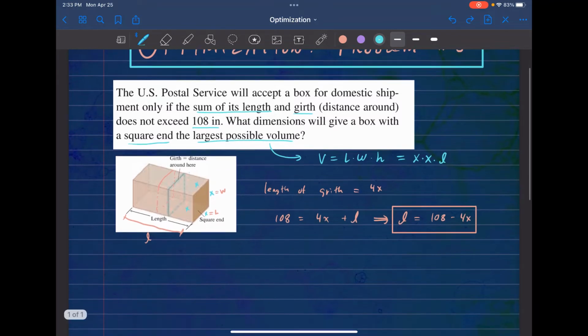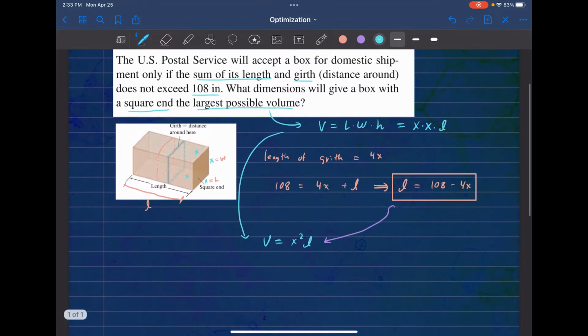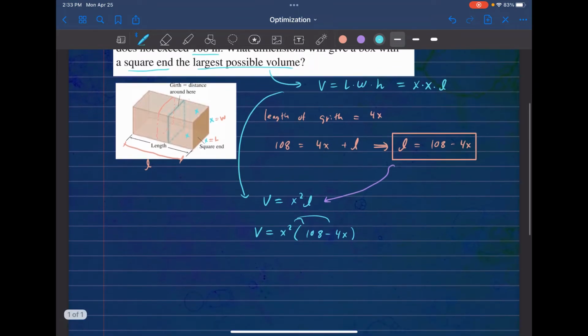So then this is equal to what? So the volume, if you rewrite, it's going to be x squared times L. Well, what is L in terms of x? Well, L is right here. So let's plug this in here so that you can express everything in terms of x. So your V is equal to x squared times 108 minus 4x. And then by distributing x squared, you have your volume function, which is equal to 108x squared minus 4x cubed.